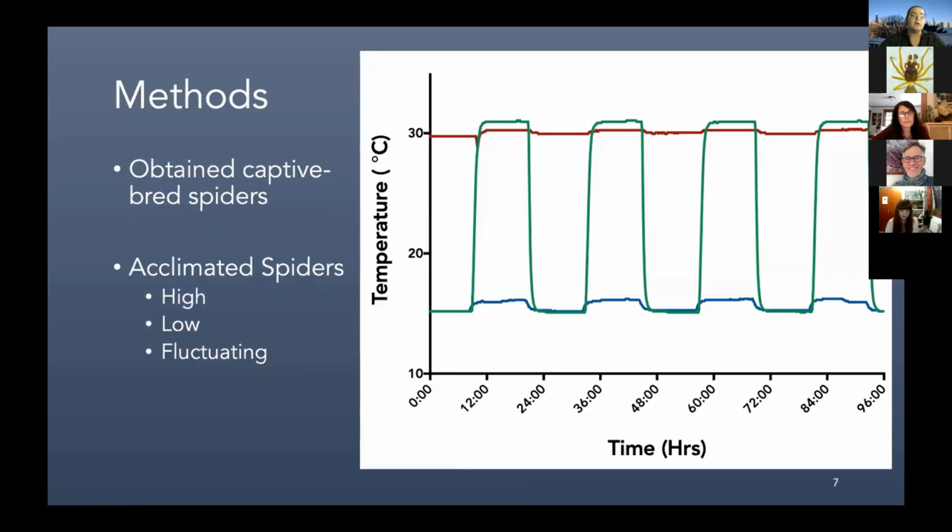So what we did is we got captive bred spiders. We acclimated those spiders at a high temperature of 30 degrees C, a low temperature of 15 degrees C, and then a fluctuating temperature that fluctuated every 12 hours, along with their light cycle, and it changed between these two temperatures. So at night, it was at 15 degrees, and during the day, it was at 30 degrees. And this is a graph of actual measurements from our incubators.